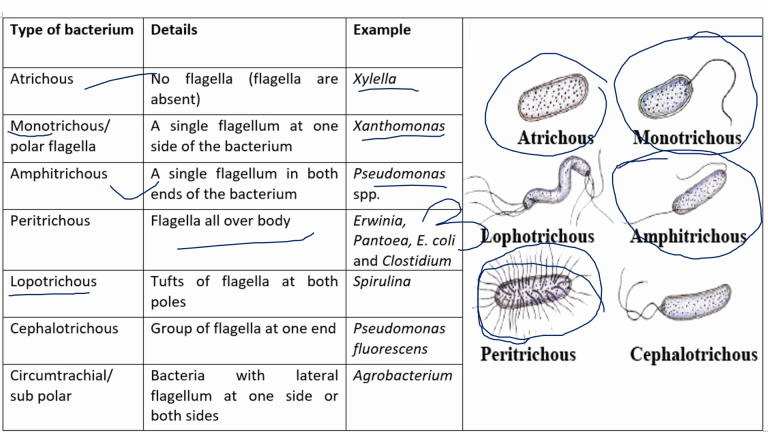Lophotrichous, so tufts of flagella at both sides. This is, we can say, example. So multiple number of flagella is present at both sides. A tuft of flagella. Best example is Spirillum.